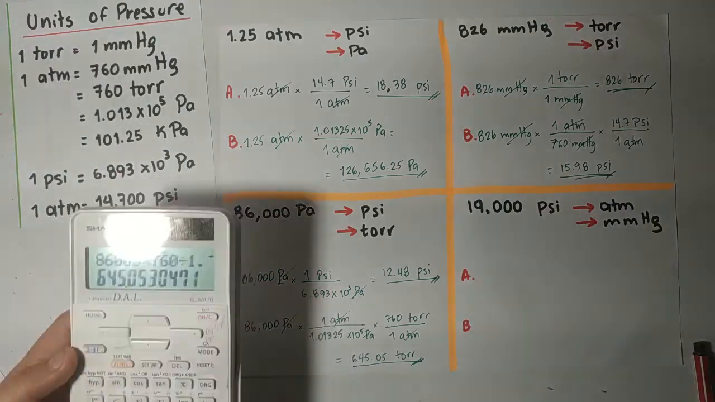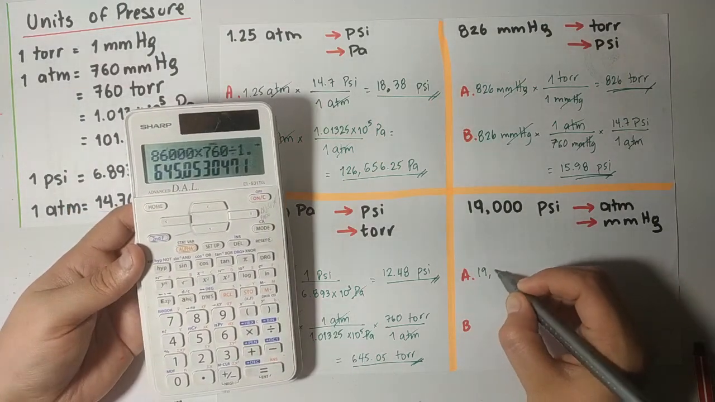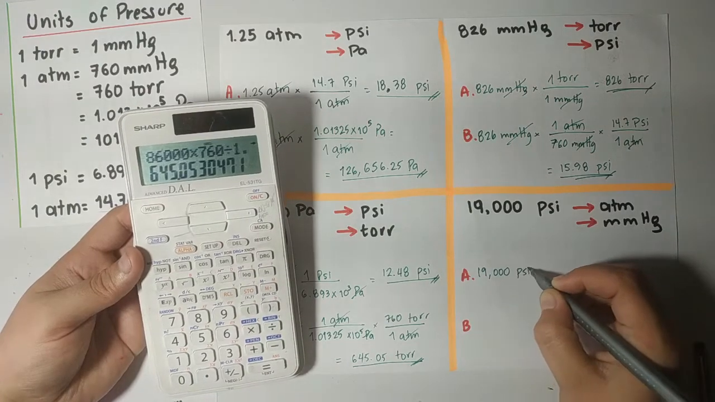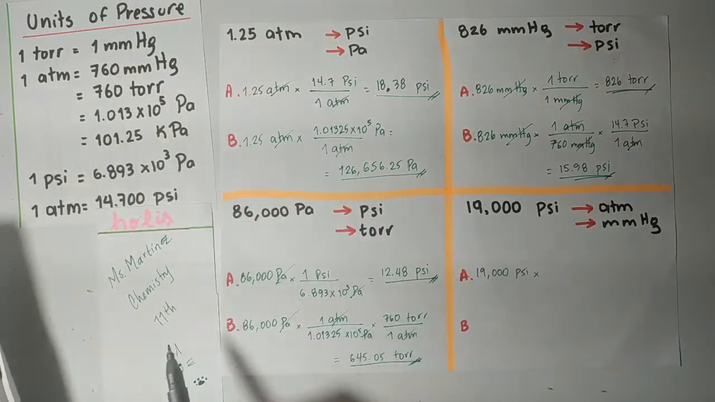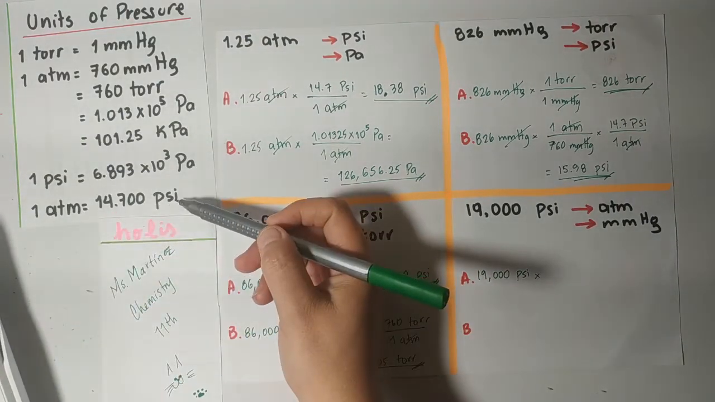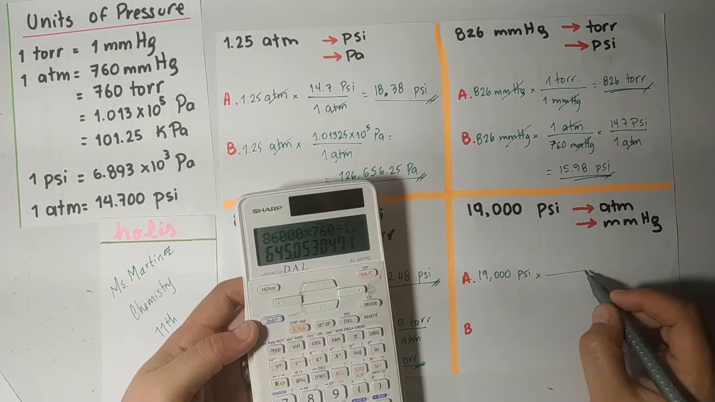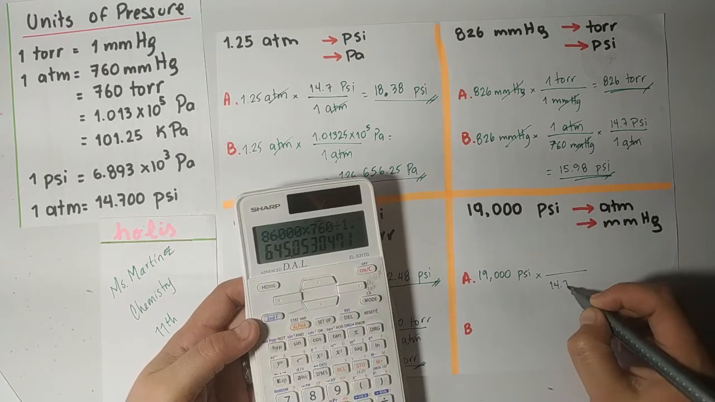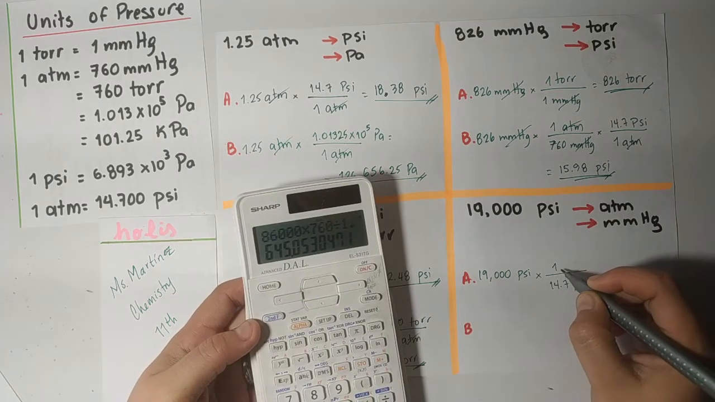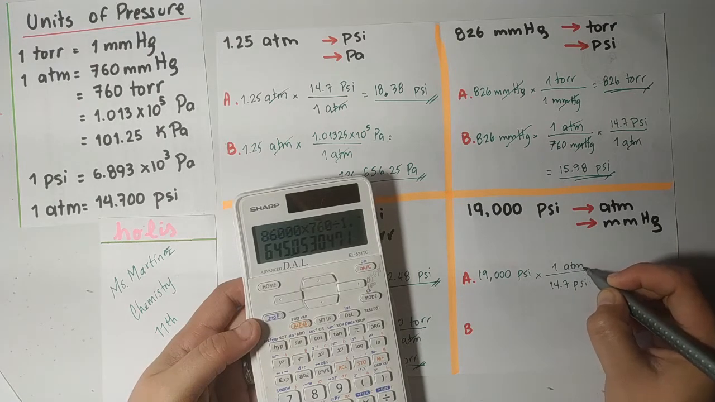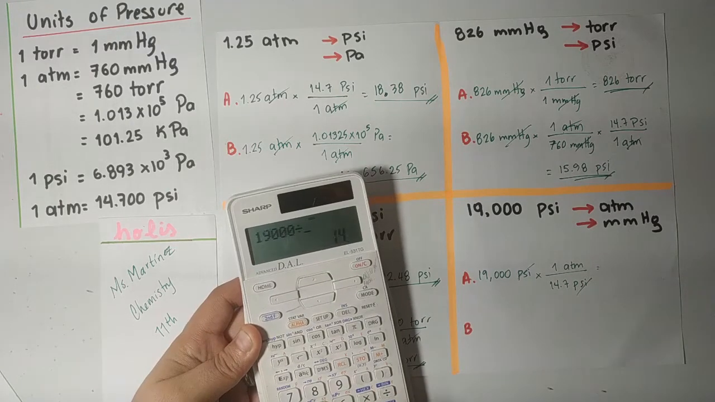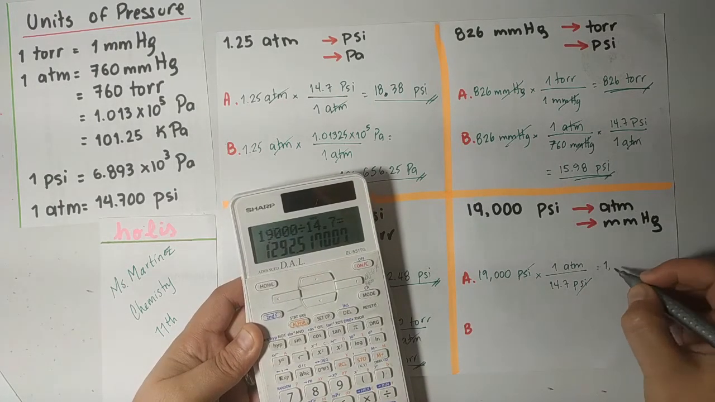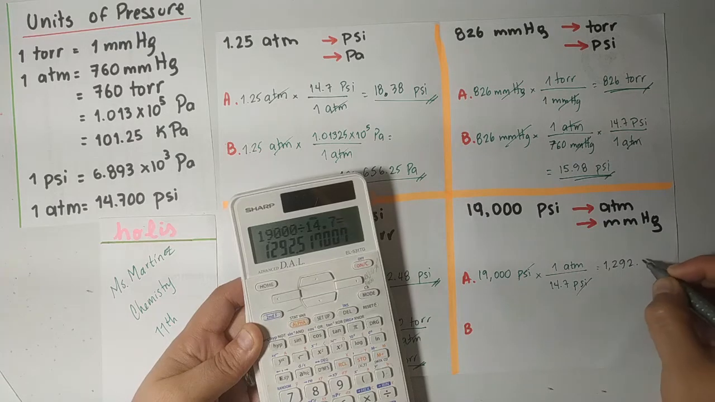Now let's do the last part. 19,000 psi to ATM. Okay, from psi to ATM we have this direct conversion factor. We say there are 14.7 psi in 1 ATM and it's done. 1,292.52 rounded ATM.